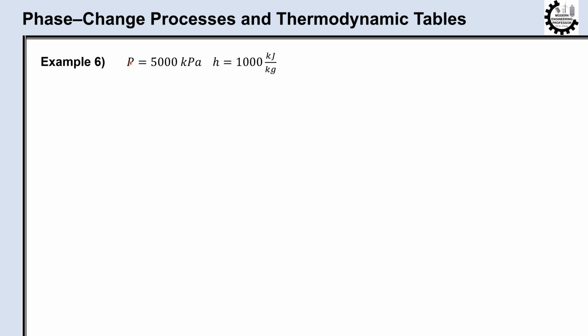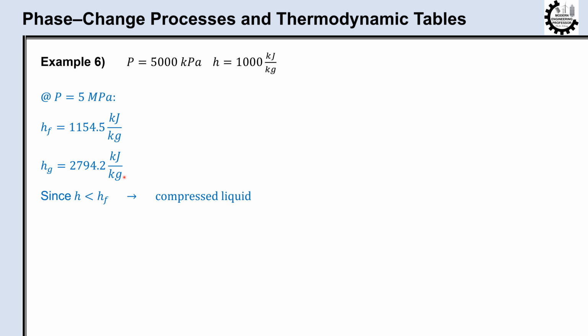Example 6 is similar to examples 4 and 5, but with a different enthalpy. We start by finding hf and hg at 5 megapascals. Since our enthalpy of 1,000 is smaller than hf, this is a compressed liquid phase.